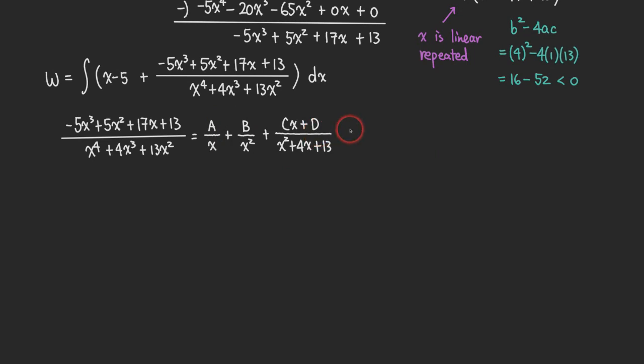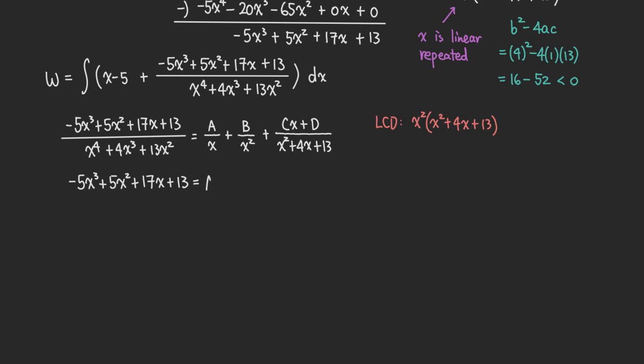And how do we do that? First, we need to write down the LCD right here. So you know that the LCD is going to be x squared times x squared plus 4x plus 13. This is basically just that same denominator that we had originally. So we are going to multiply this equation by the LCD, every term, every fraction. Then when you multiply this fraction by the LCD, the denominator will cancel with the LCD, so you're left with just the numerator. So that would give you negative 5x cubed plus 5x squared plus 17x plus 13.